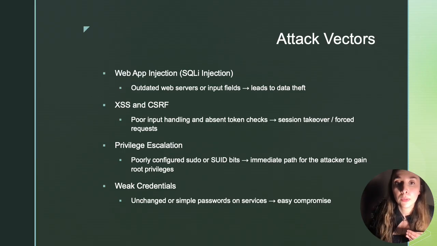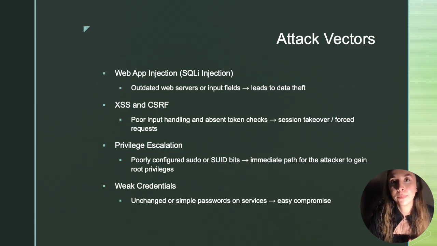Next up is the privilege escalation. This one is just because there's poorly configured sudo or SUID bits that's actually turning into an immediate path for the attacker to gain those root privileges. And the last attack vector I chose here are the weak credentials. So this is basically having unchanged or simple passwords on services, and that's going to actually lead into an easy compromise.